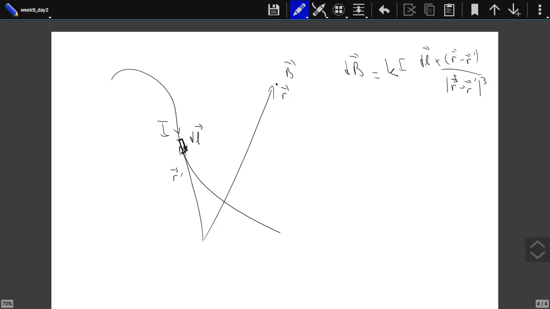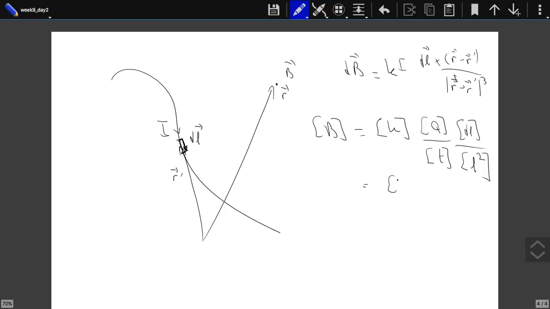Let's first try to determine the dimension of this proportionality constant. Now the unit of B is equal to the unit of this K, this is a different K, times the unit of I, which is the unit of charge per unit of time, times the unit of dl divided by the unit of length squared. Now what is the unit of q over l squared? Unit of electric field. Unit of the magnetic field is k l over t times this unit of the electric field.